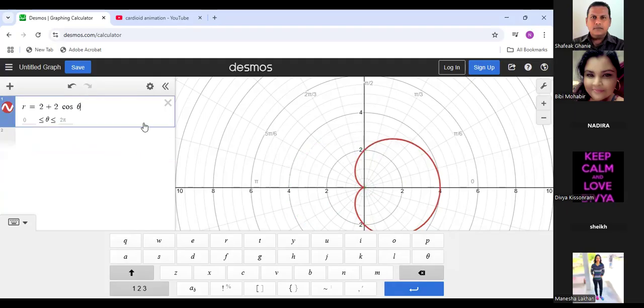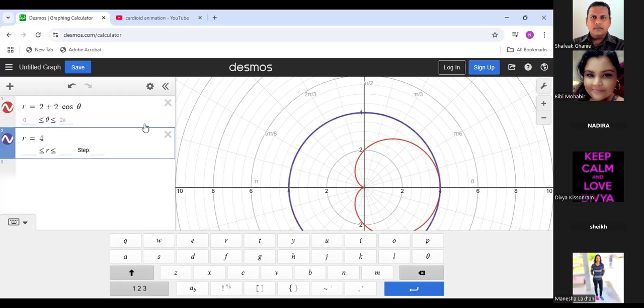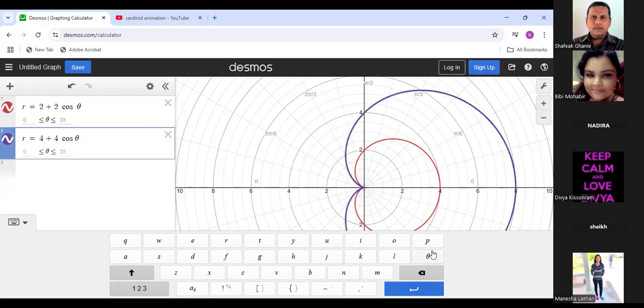Let's see what happens when we double it. So we have r is equal to, say, 4 plus 4 plus theta. And you see here, it increases its size.